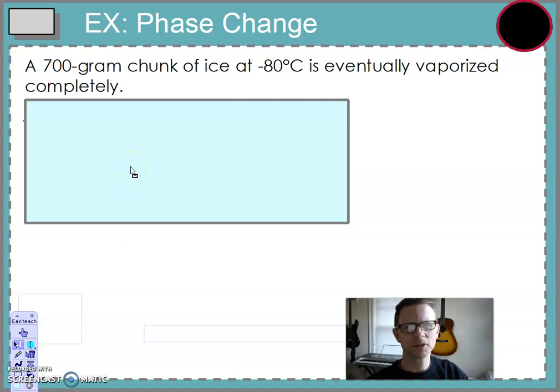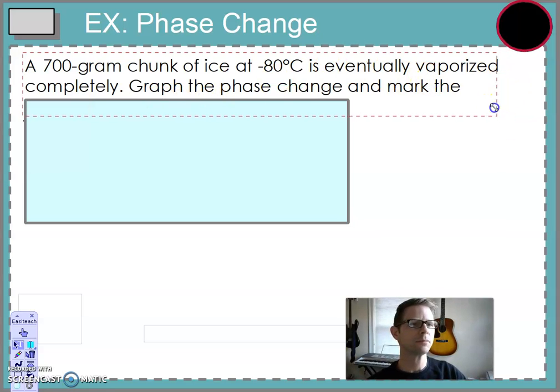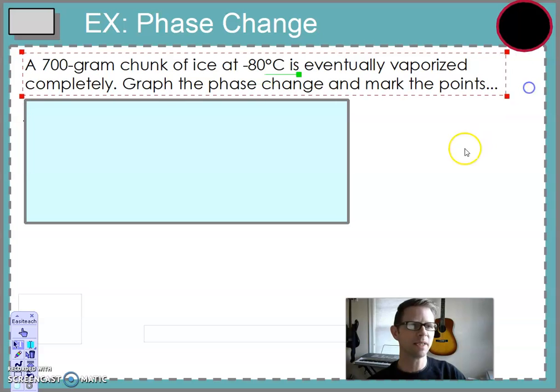So what do I want you to be able to do? Well, here's an example. I want to be able to give you a description like this and tell you to graph it. I'm just calling it mark the points for now. You'll see what I mean in a second. The beginning and ending points.